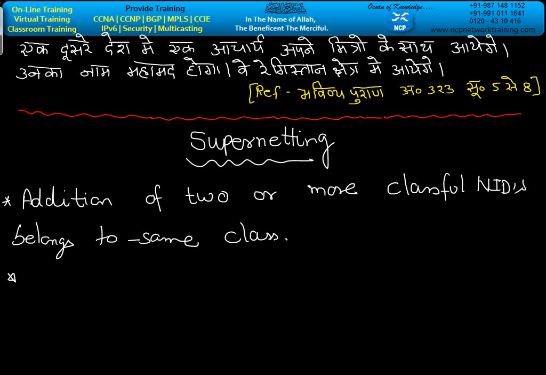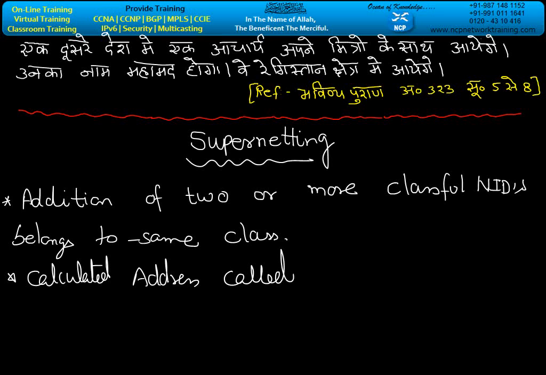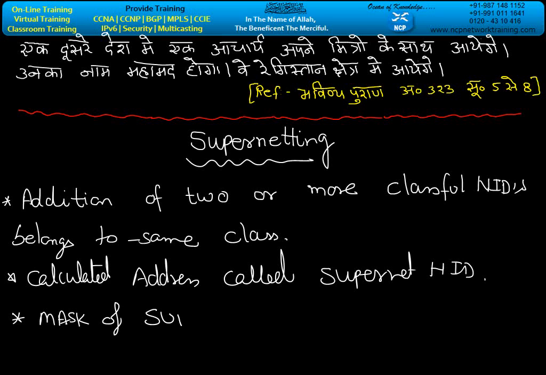Second point. The calculated address is called SuperNet NID. Third point. The mask of SuperNet NID will be less than the default mask.